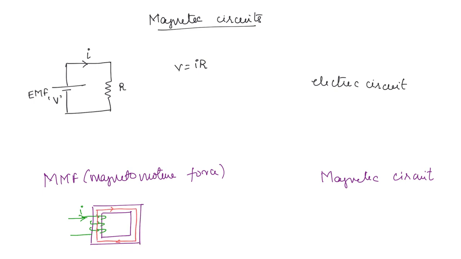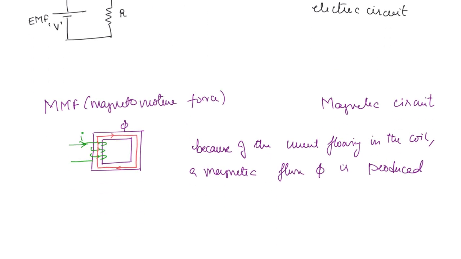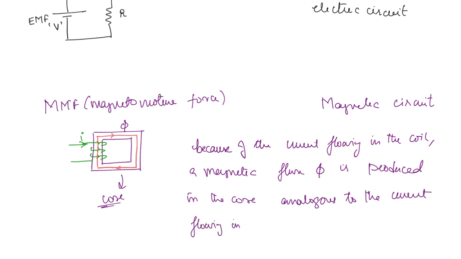resulting in a flow of flux. Okay, of course the flow of flux and flow of current are a little different, but we can make an analogy like this. So you can write, because of the current flowing in the coil, a magnetic flux phi is produced. Okay, so this flux we can take as phi, right? A magnetic flux phi is produced in the core. This is the core. Okay, so magnetic flux phi is produced in the core, analogous to the current flowing in an electric circuit due to EMF.